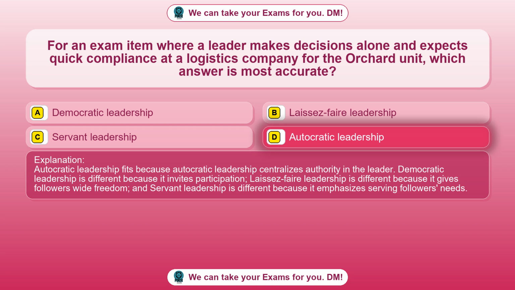Autocratic leadership fits because autocratic leadership centralizes authority in the leader. Democratic leadership is different because it invites participation, laissez-faire leadership is different because it gives followers wide freedom, and servant leadership is different because it emphasizes serving followers' needs.